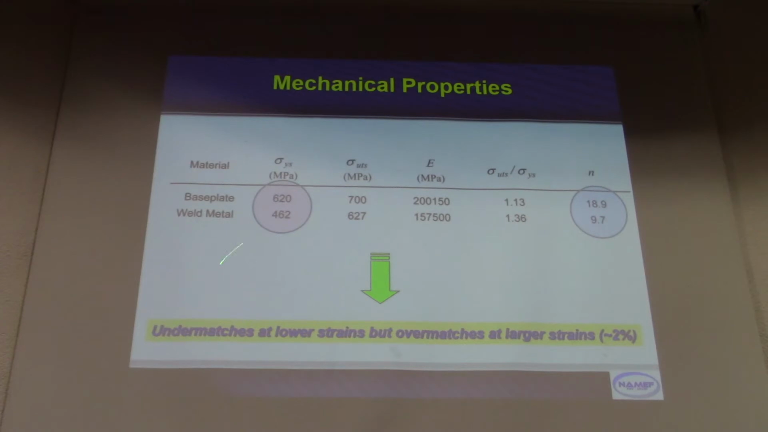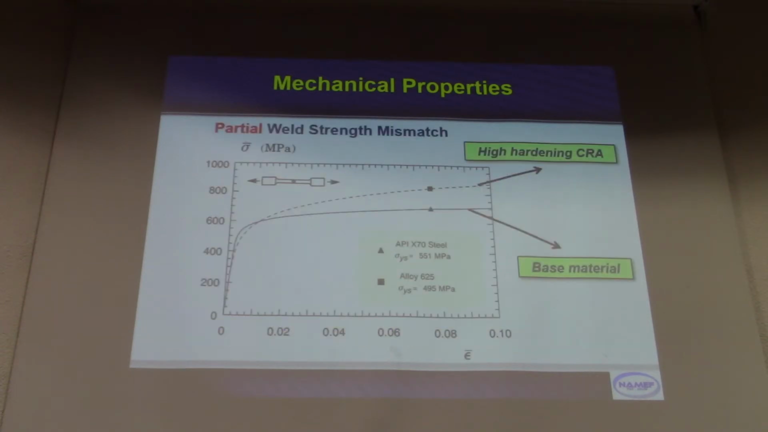What's interesting here is that the weld metal actually undermatched the base plate. And as we proceed with the strain, for example, in the tensile stress strain curve, you can see here that it's undermatched at the beginning, and then overmatched for larger strains. So it's a rather complex behavior that we need to take into account when measuring the ductile tearing properties.